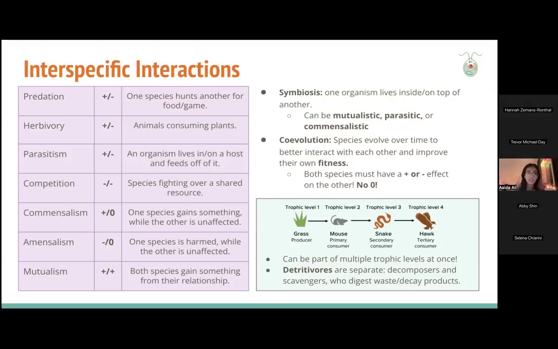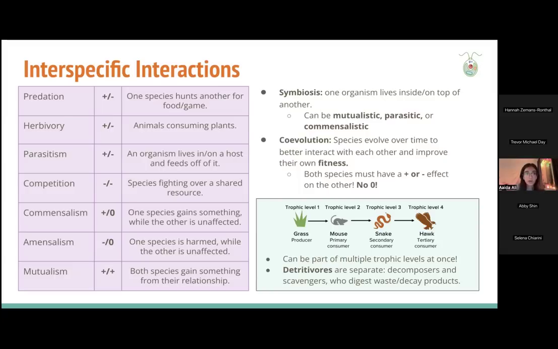A specific type of interspecific interaction as well would be symbiosis. This is when one organism lives inside or on top of another. A really big key thing is that symbiotic relationships can be mutualistic, so beneficial for both parties, parasitic, or commensalistic. It just depends on the two species involved.